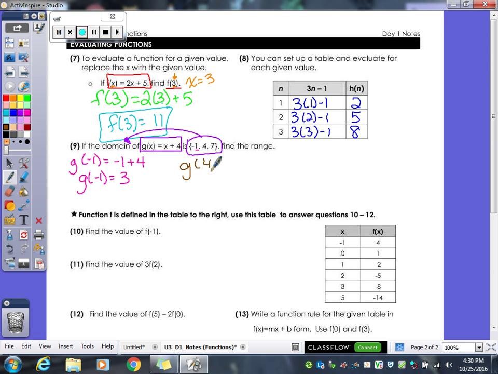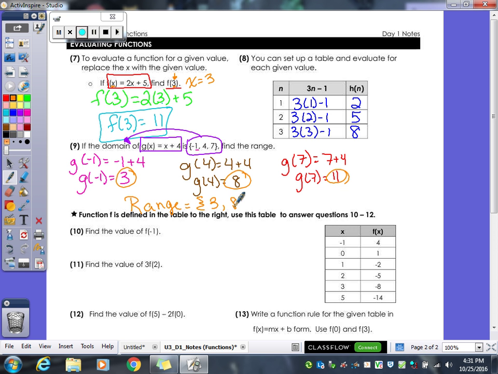Then I'm going to go ahead and plug in a 4. So then 4 plus 4, I would get g of 4 equals an 8. And then we plug in our 7. So 7 plus 4, we would get an 11 for this one. So those three values there, 3, 8, 11, that is our range. However, we have to write it in the same format as they gave us the domain in. So 3, 8, 11. Gotta keep your format the same. They gave it to you in squigglies for your domain, so you give your range in the same squigglies.